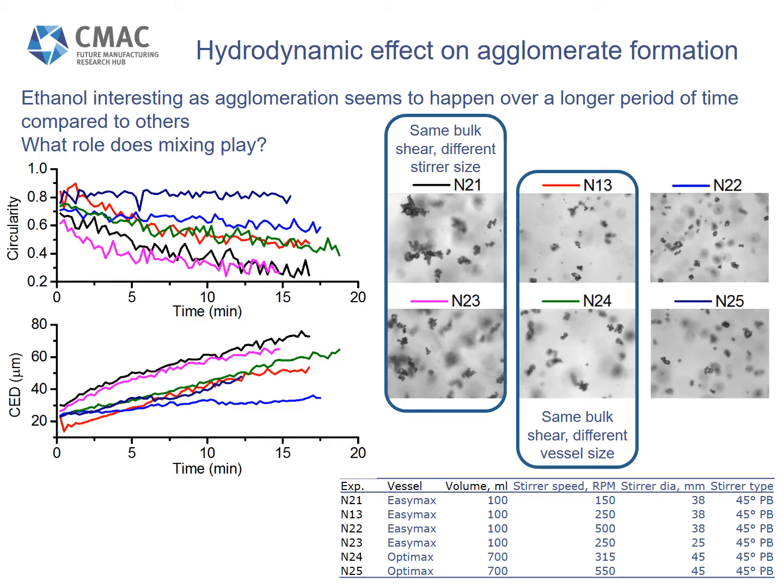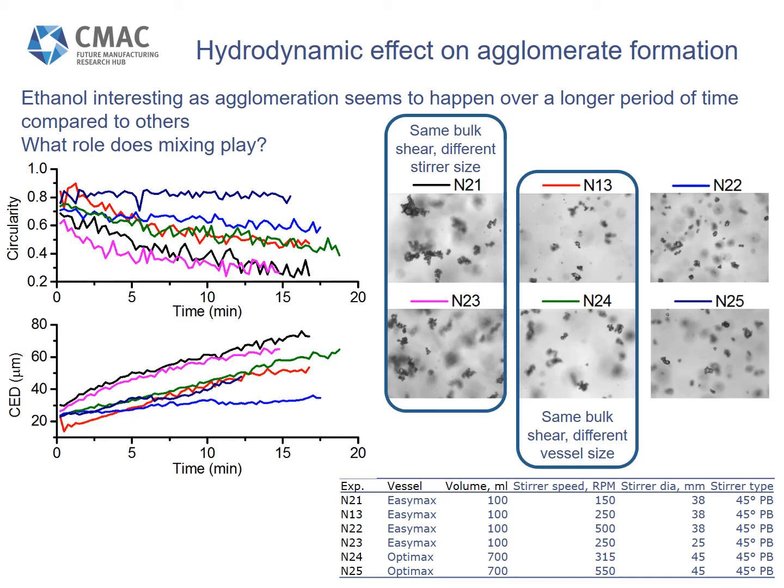And now that we've considered the effect of solvent, what can be done with mixing additions on influencing agglomeration? Now looking back at the previously screened solvents, we saw that ethanol was interesting as it agglomerated but over a longer period of time compared to the others. Now this maybe gives us an opportunity to affect the agglomeration process within this time period. So here we've taken the same experimental method as before, but investigated a range of different crystallizer configurations. And these were designed such that the average bulk shear for experiments N21 in black and N23 in pink were the same but for different stirrer diameters, and this was achieved through altering the stirrer speed.